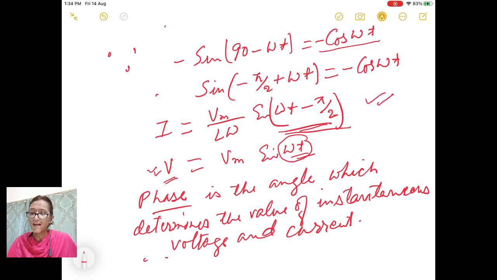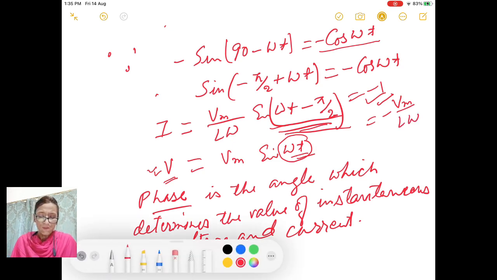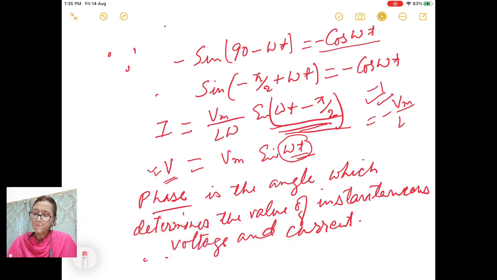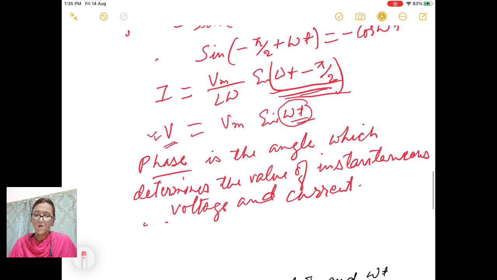Now here in case of current, if you take omega t as 0, so sine minus 90, minus pi by 2, it is in fourth quadrant, so it should have a negative value, which is equal to minus 1. So your instantaneous current will become minus Vm upon L omega. So in this way, you can see that the phase angle is the angle which determines the value of instantaneous current and instantaneous voltage.